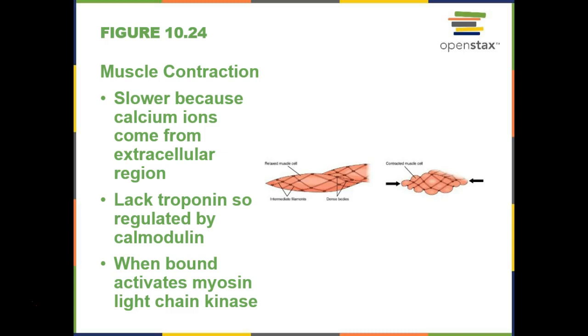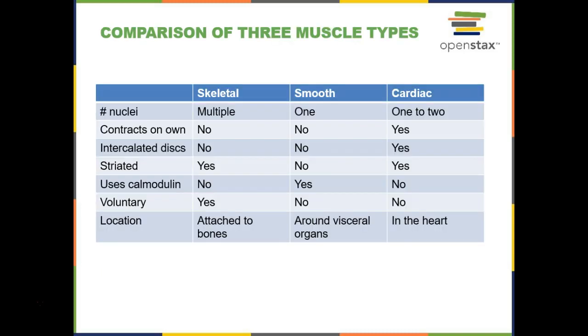So calmodulin will bind to calcium when calcium comes in from the extracellular region, and calmodulin then will activate myosin light chain kinase. And myosin light chain kinase is what activates the myosin head, or phosphorylates the ATP, allowing the myosin head to then attach to the actin. So smooth muscle contracts and relaxes much slower than both cardiac and skeletal muscle.